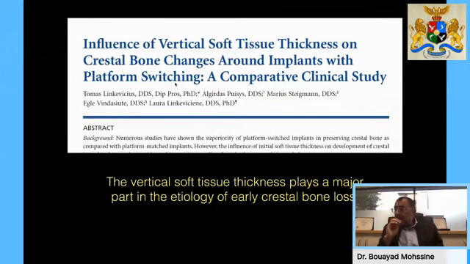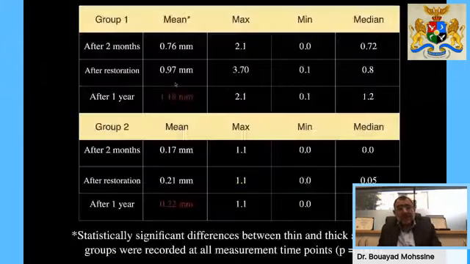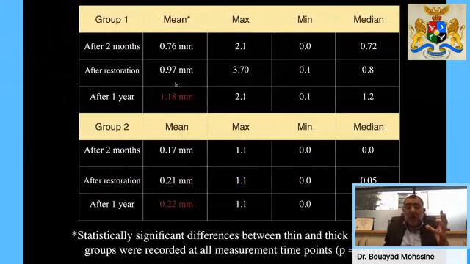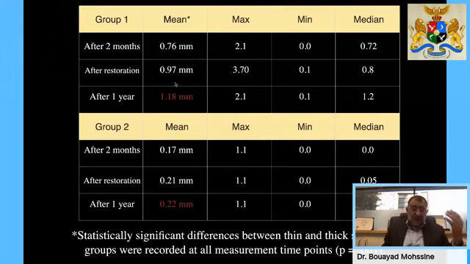A second publication is about the influence of vertical soft tissue thickness on crestal bone changes around implants with platform switching. The vertical soft tissue thickness plays a major part in the etiology of early crestal bone loss. This table shows us the difference between placing implants in thin soft tissue and thick soft tissue.